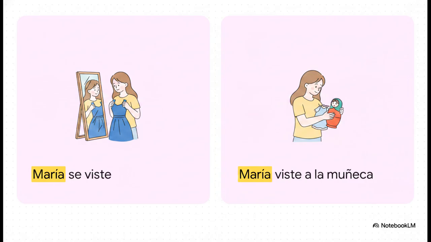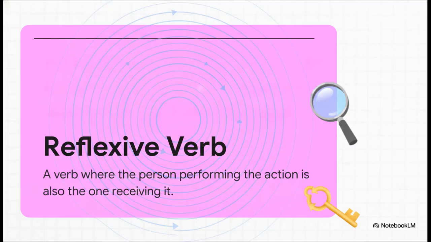Now, on the right side, there's absolutely no mirror. The action travels straight outward and lands on a completely different object. In this case, the doll. So let's officially lock this down. What exactly is a reflexive verb? Basically, it's just a verb where the person performing the action is also the one receiving it. That's it. The action reflects back on the subject. Seriously, keep this idea front and center in your mind as we go through this explainer, because it is literally the master key to making all of this click.